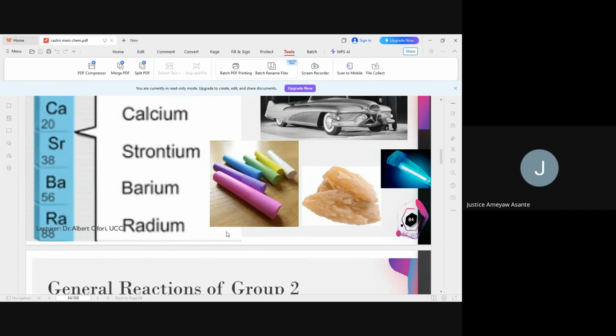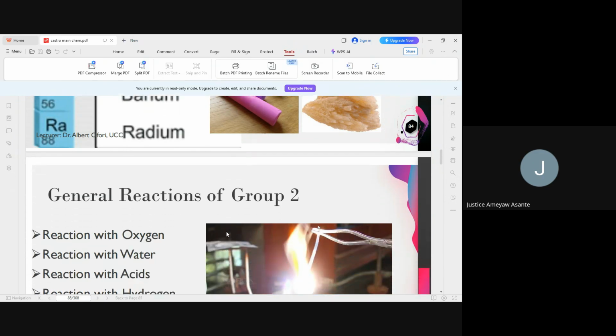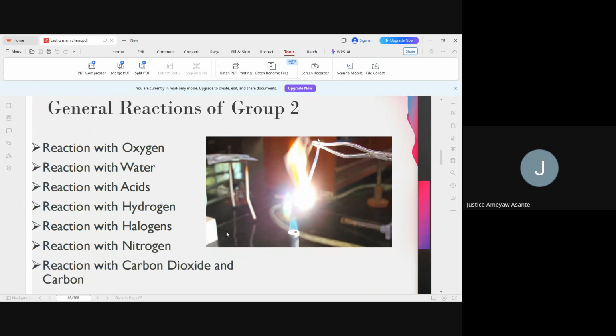radium, they are the proper group 2 metals. So all the group 2 metals also undergo the same type of reaction as group one elements. So we shall look at their reaction with oxygen, water, and acid. Their oxides, do they form acids or do they form hydroxides? And their halogens and those kinds of things.